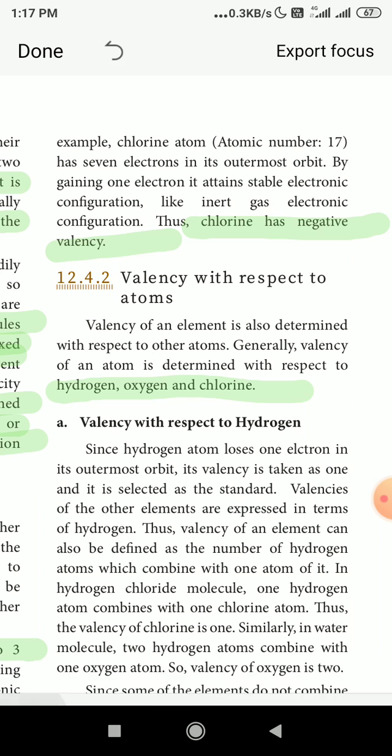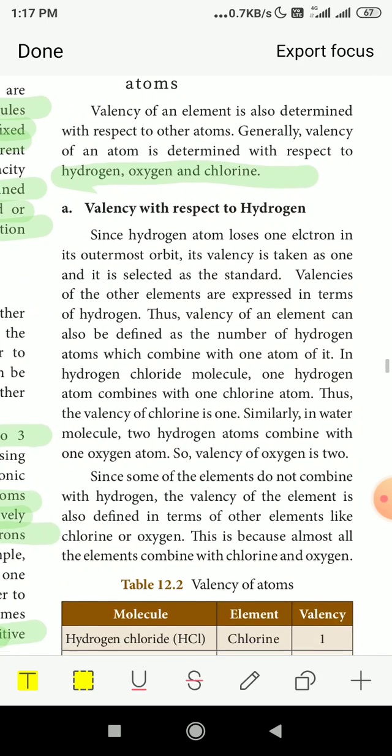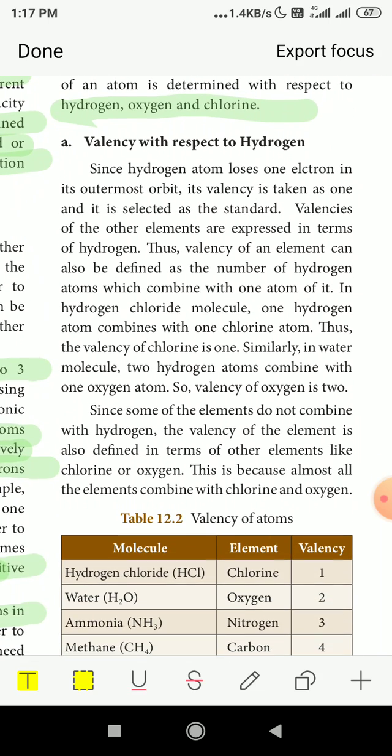Since a hydrogen atom loses one electron from its outermost orbit, its valency is taken as 1 and it is selected as the standard. Valencies of the other elements are expressed in terms of hydrogen. Thus, the valency of an element can also be defined as the number of hydrogen atoms which combine with one atom of it. In a hydrogen chloride molecule, one hydrogen atom combines with one chlorine atom. The valency of chlorine is 1. Similarly, in a water molecule, 2 hydrogen atoms combine with one oxygen atom, so the valency of oxygen is 2.